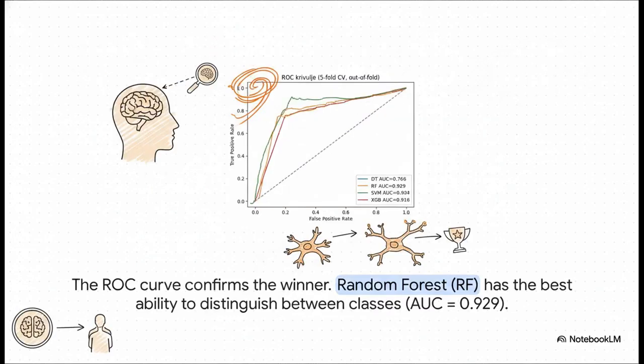And for the final verdict, we have this graph, the ROC curve. Just think of this as the ultimate test of a model's diagnostic ability. The closer a model's line gets to that top left corner, the better it is at telling the two groups apart. And that score, called the AUC, confirms everything. Random Forest, that orange line, has the highest score at 0.929, making it an excellent classifier, hands down.